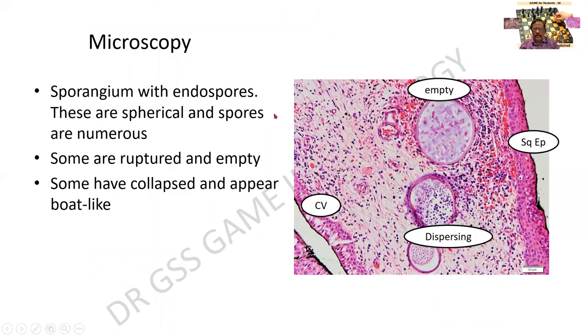Microscopy: sporangium with endospores, spherical, and the spores are numerous. Some are ruptured and empty. Some have collapsed and appear boat-like in appearance. And this picture shows the dispersal of the spores. Remember two types of epithelia, and the stroma is edematous, infiltrated with lymphocytes.